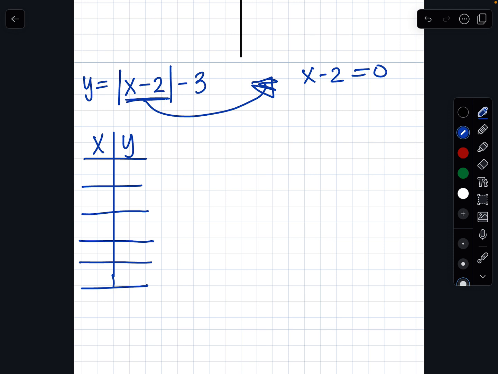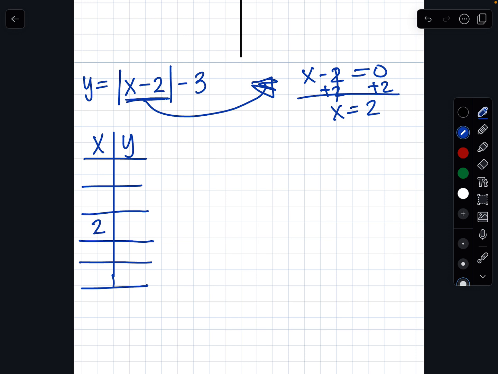How did you get that? 2 minus 2 is 0. Okay, but how do we solve equations, you guys? We've been doing this for months now. How do I get x by itself? Plus 2. Add 2. Thank you. Okay, so x equals 2 should be in the middle of my chart, right?